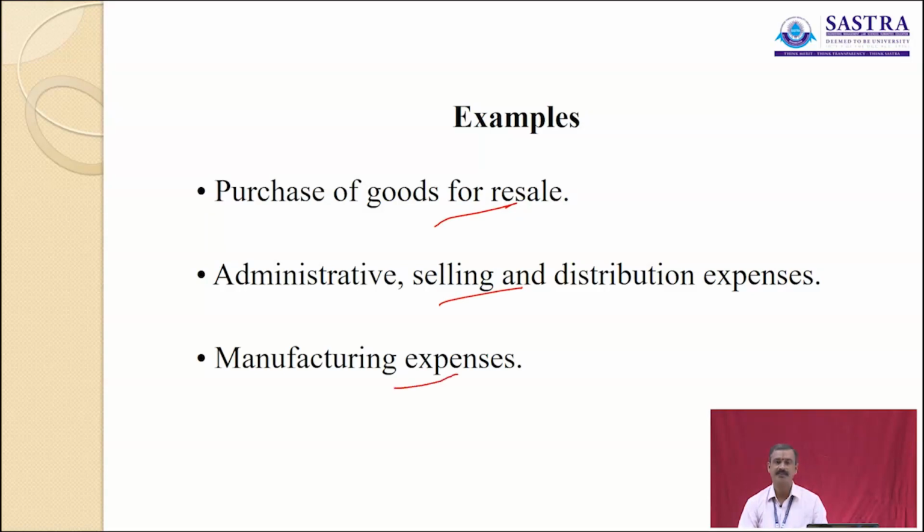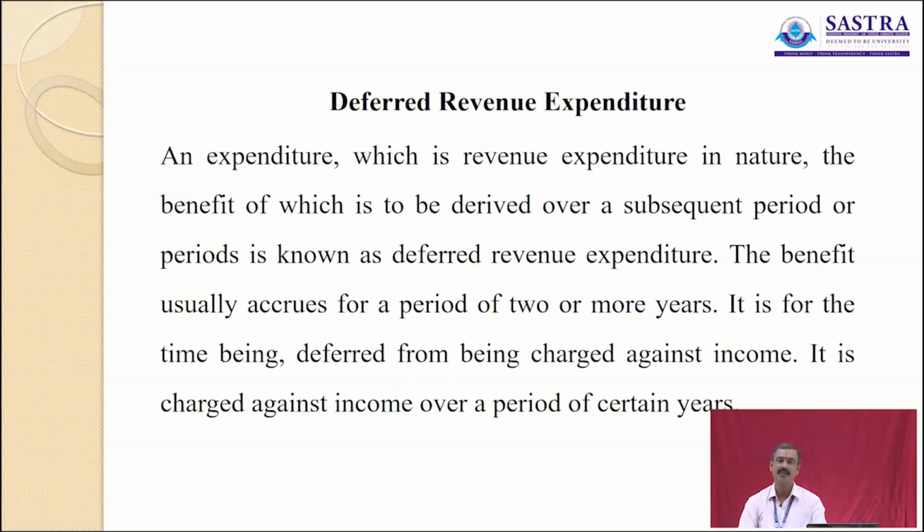Manufacturing expenses. These are all the examples for the revenue expenditure. Let us see now the deferred revenue expenditure. It is lying between the capital expenditure and revenue expenditure.